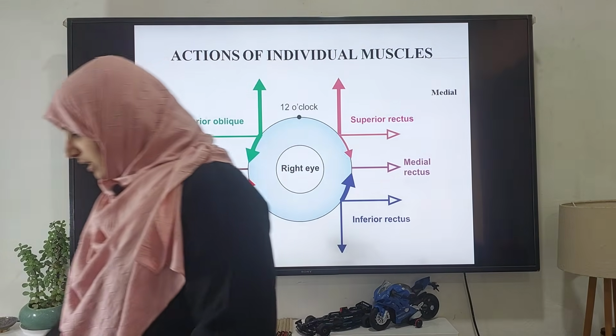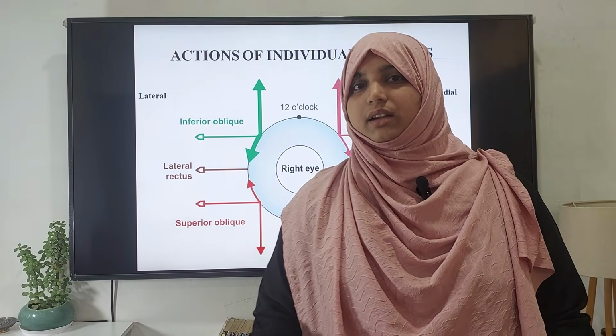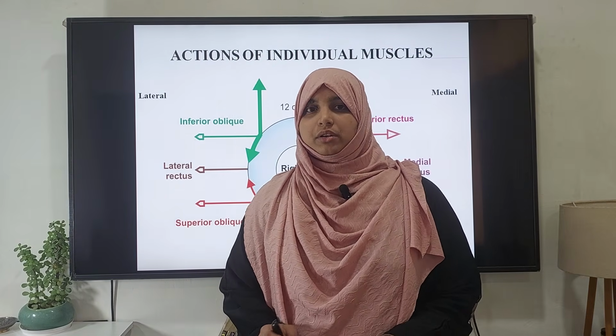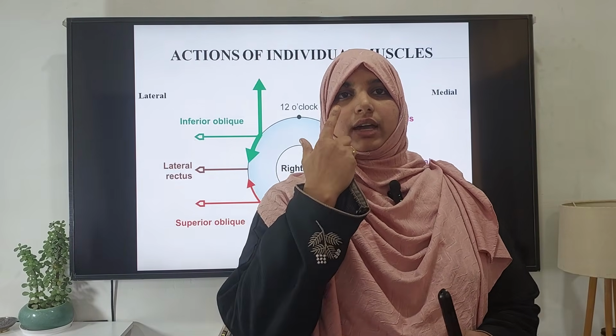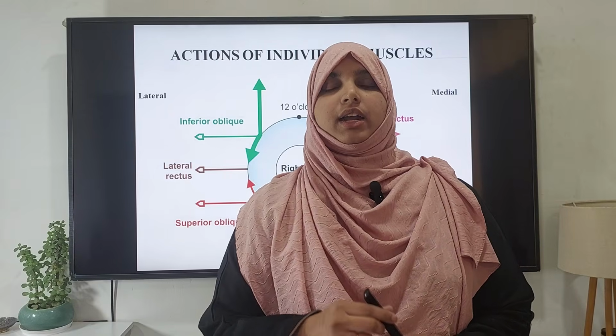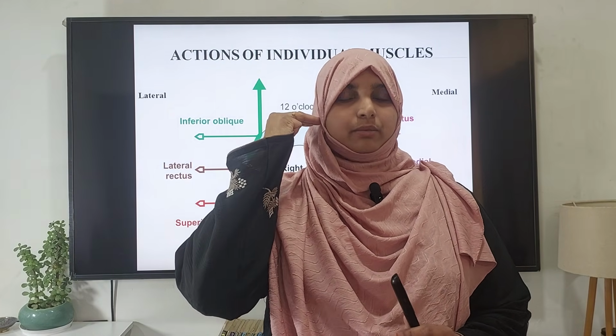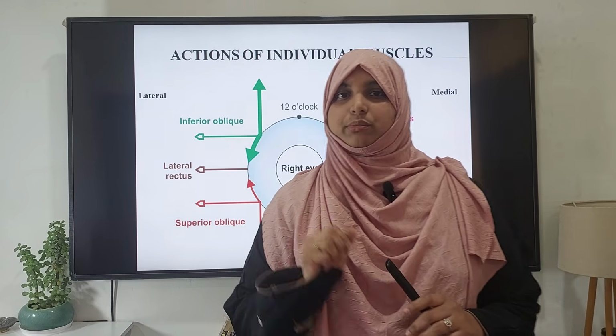The extraocular movements are very complex. In different positions we can learn, but for now we'll restrict to only the neutral position. Neutral position means your eye is looking at the center towards the front, and your skull is in Frankfurt's plane, like in the anatomical position of the skull. That is called the neutral position.